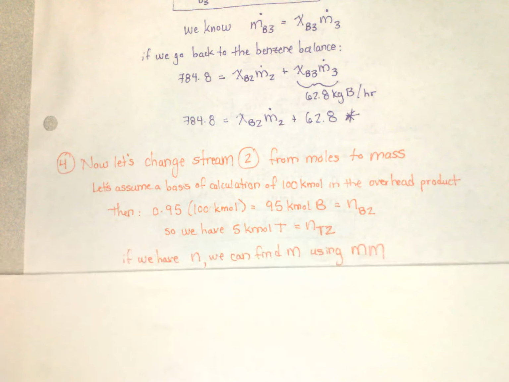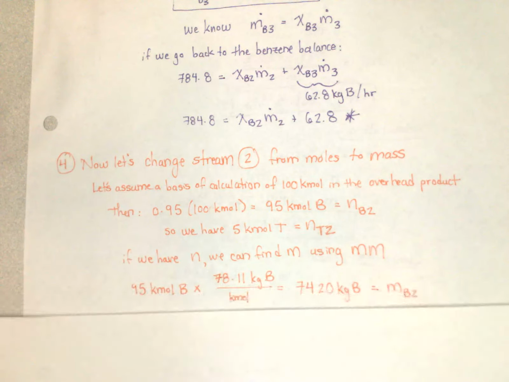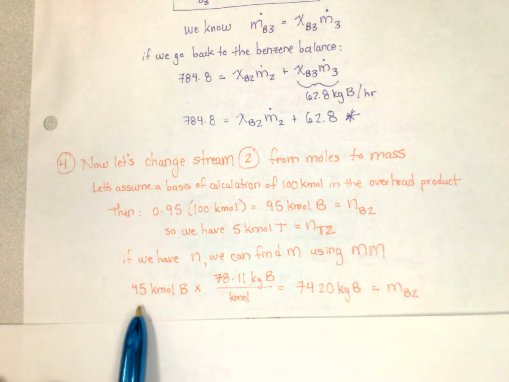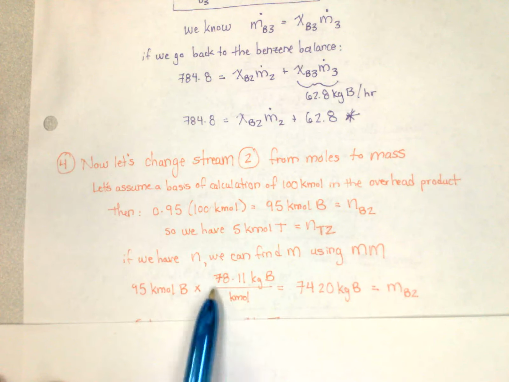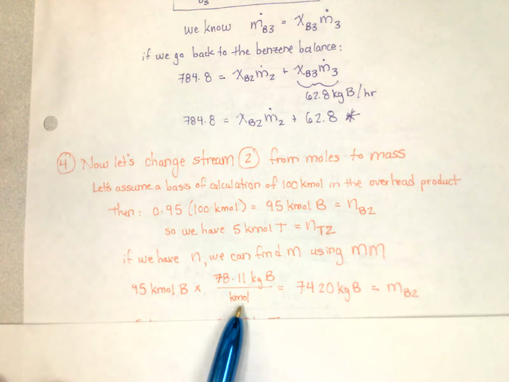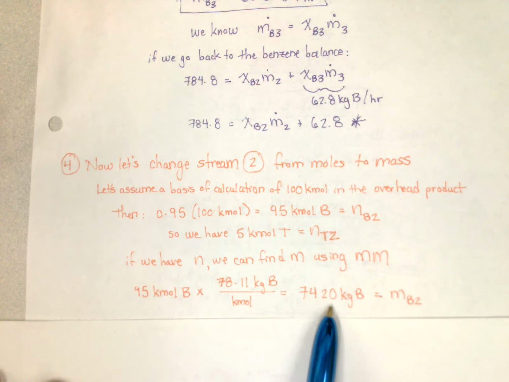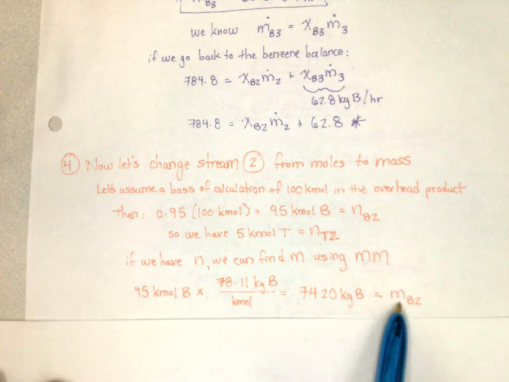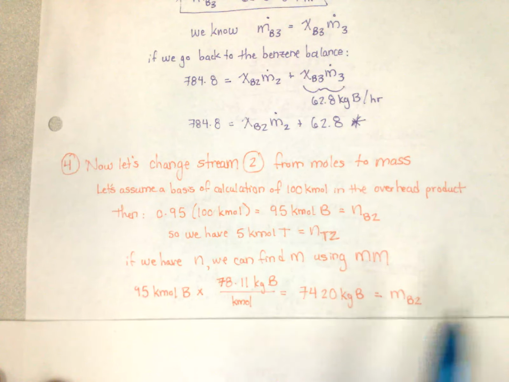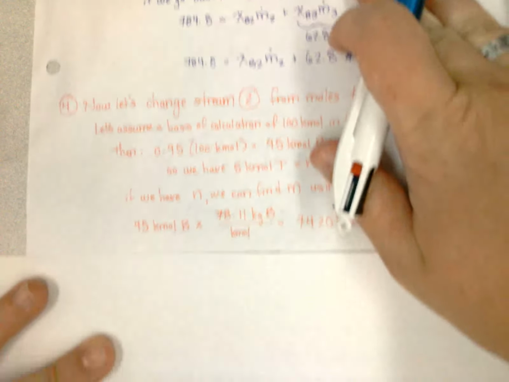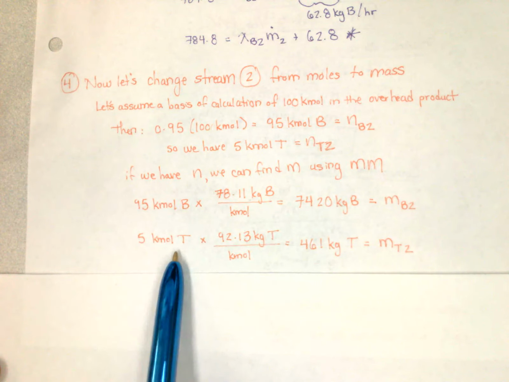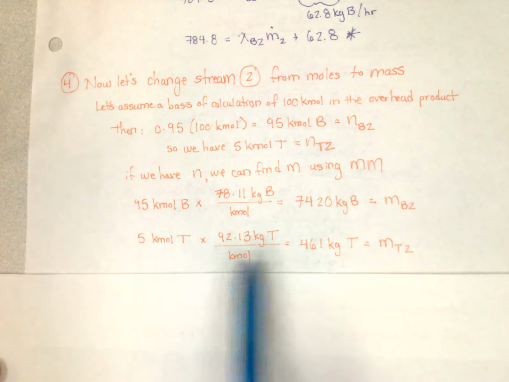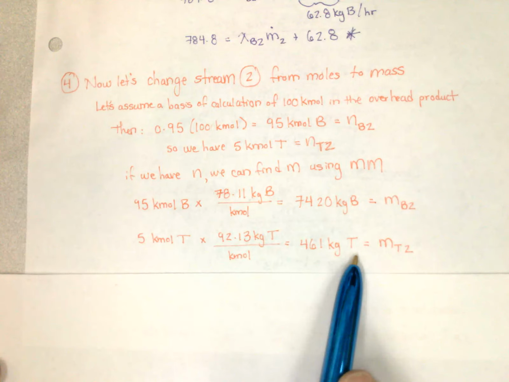All right, so now that we've made our fix, what can we do now that we have an N? Well, if we have N, we can find M using molecular weight. So if we have 95 kilomoles of B, and we know that the molecular weight of B is 78.11 kilograms per kilomole, that means we have 7,402 kilograms of B, which means now that we have MB2. Okay, now we're in the right area. We've got mass of B2. Let's do the same thing for toluene. Let's take the 5 kilomoles of toluene, multiply it by its molecular weight, and get 461 kilograms of toluene.